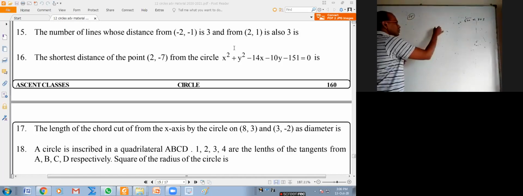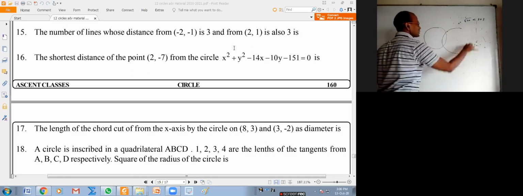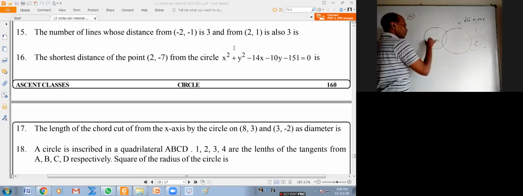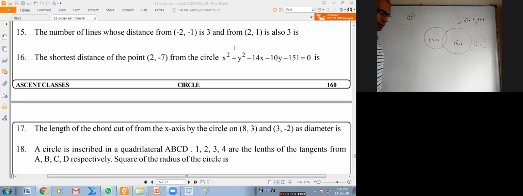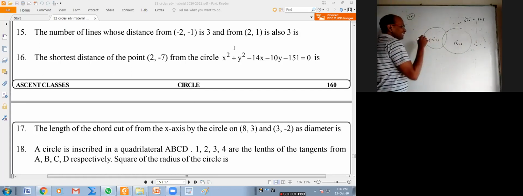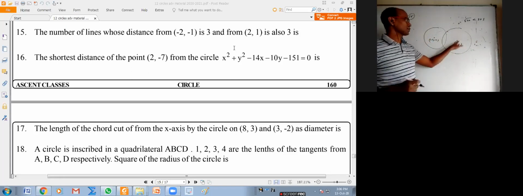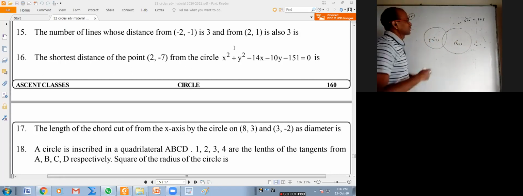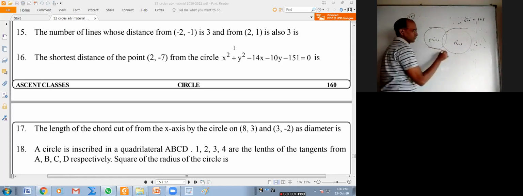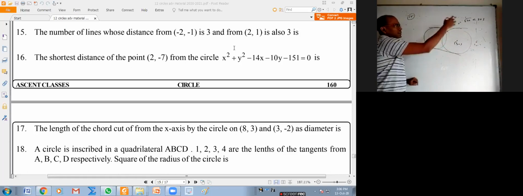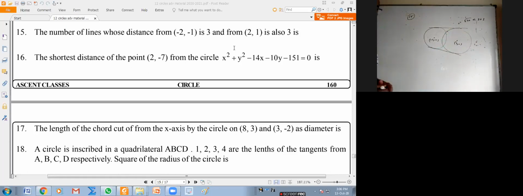So, if you draw the two circles with the centers (-2, -1) and (2, 1) and radius 3 units and 3 units, any line which is at a distance of 3 units from this should be tangent to this. Any line which is at a distance of 3 units from this is tangent to this, then it should be a common tangent, and they have only two direct common tangents. No transverse because the distance between the centers is less than r1 plus r2.